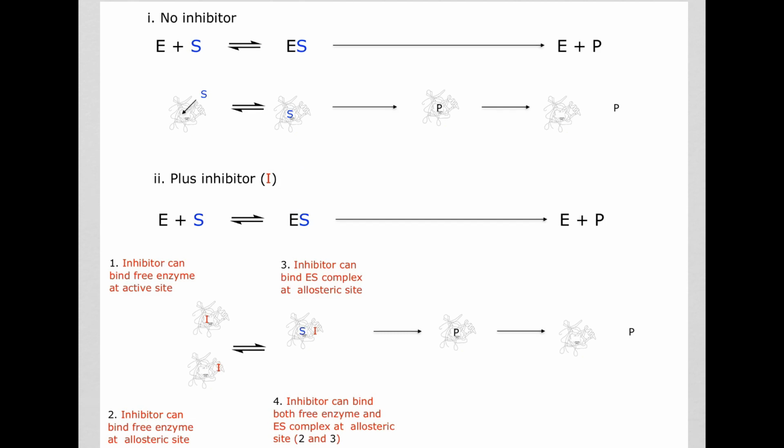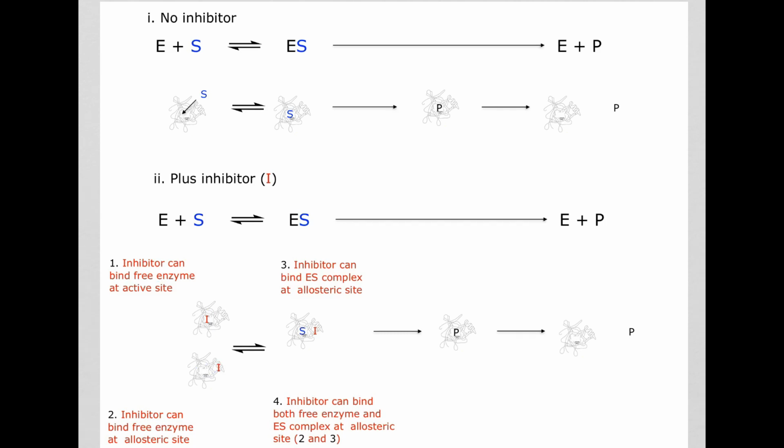So when we add an inhibitor, the inhibitor can do one of four things. In the first case, the inhibitor can bind the free enzyme at the active site of the enzyme. A second possibility is the inhibitor can bind the free enzyme but at an allosteric site, at some other site, not the active site.